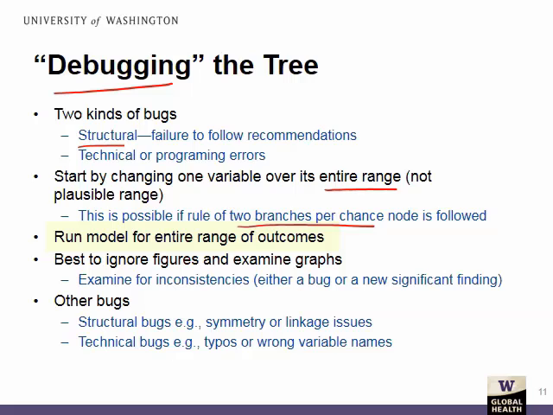If you examine the graphs, you will find the bugs. A bug indicates that either you found a significant new finding and you're going to write a nice paper, or it's a mistake. Sometimes you find symmetry issues and linkage issues if you have linked variables, and you can find other problems like typos and wrong variable names. So there's a range of potential mistakes that you can find.